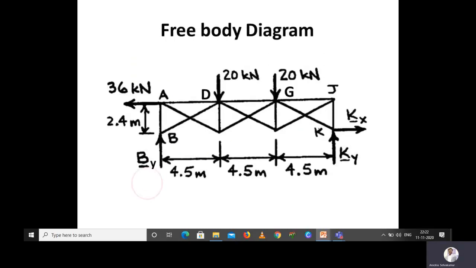Free body diagram. We have the reaction at point B, that is vertical reaction, I am giving as By. And at point K, we have a vertical reaction Ky and Kx. And then we have external force 20 kilonewton at G point, 20 kilonewton at D point, and 36 kilonewton at A point. So without the supports, if you draw the diagram with only forces, reactions and the dimensions, then the diagram is called a free body diagram.